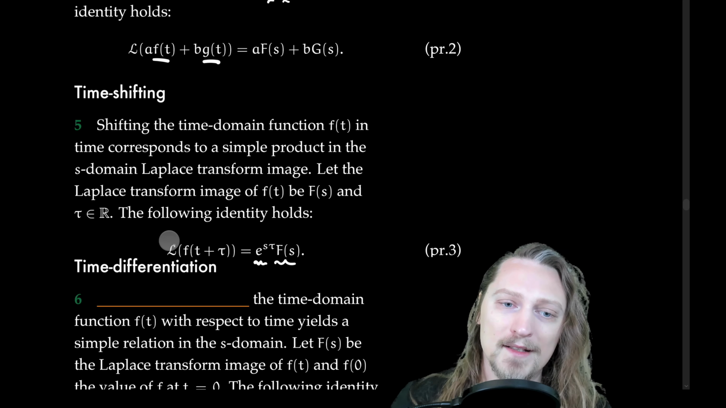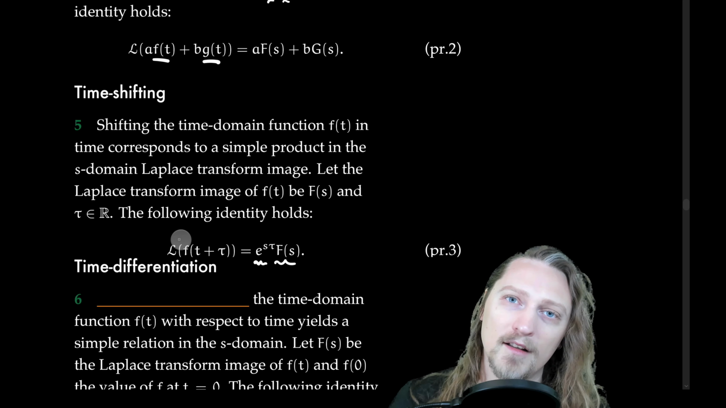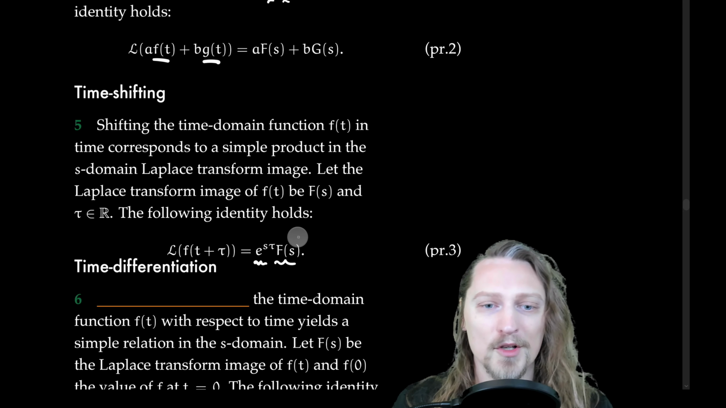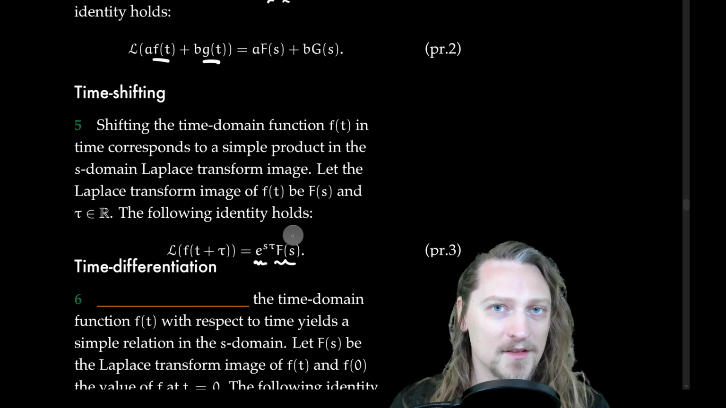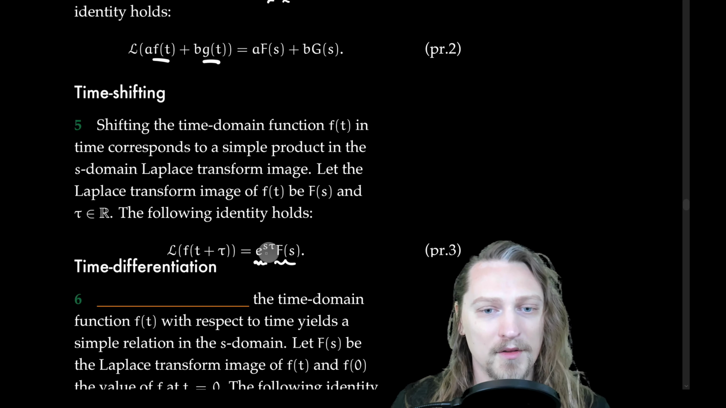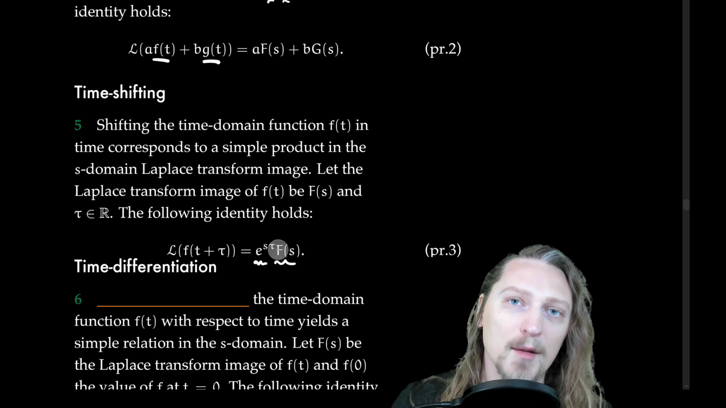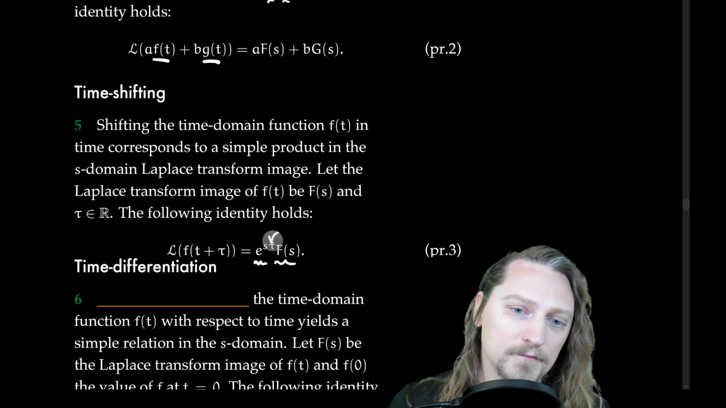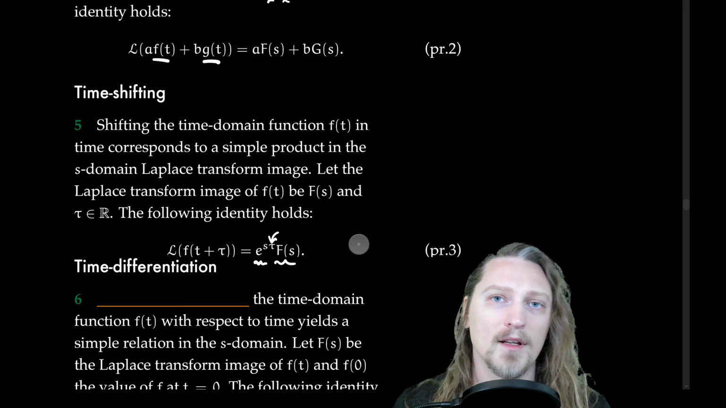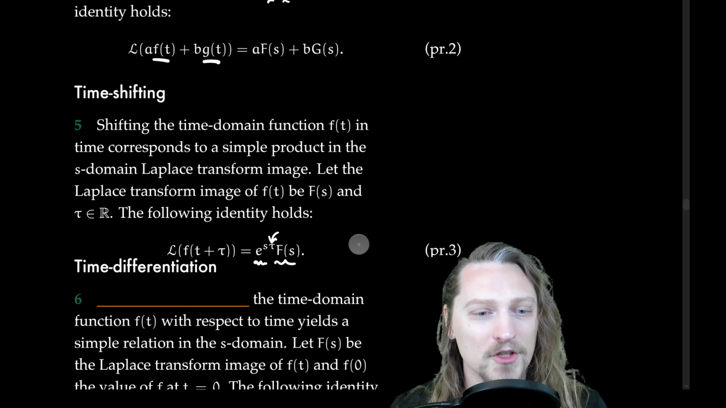So essentially a time shift in the function of time corresponds to a product of the transform with e to the s times that time shift, tau. Great. Time differentiation.